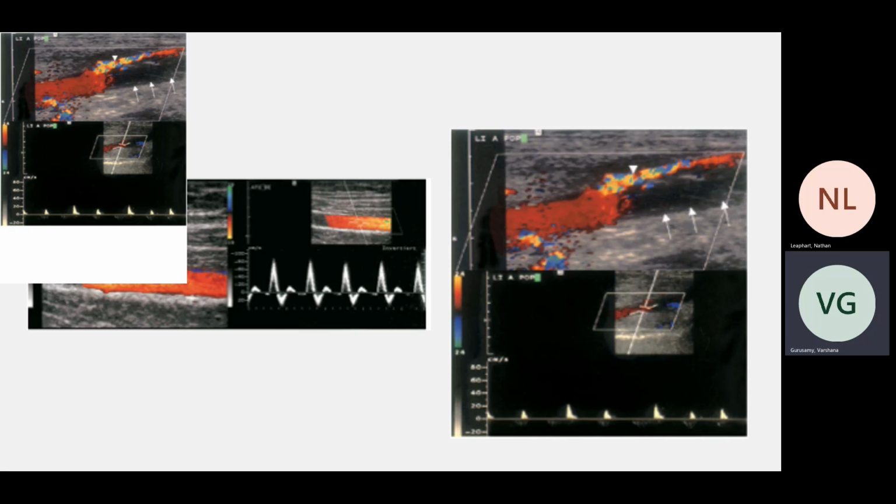So this is a patent vessel here. It's got flow through the entire vessel, and it has this triphasic waveform. This is a normal waveform in an arterial vessel. What they're showing you here on the duplex is that there's flow through the vessel here, and here there's no flow. And you can kind of see that this bright part is calcium in the vessel, and then the waveform is diminished, and there may be some reversal of flow here too.